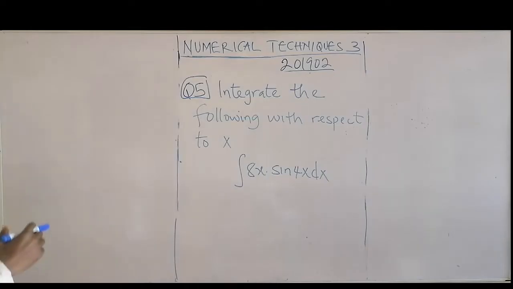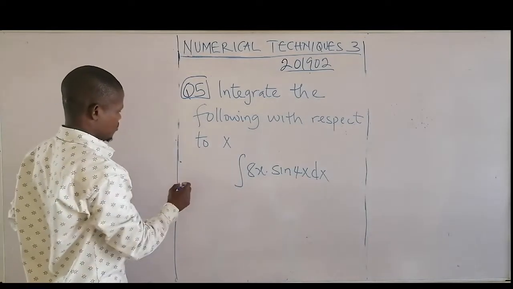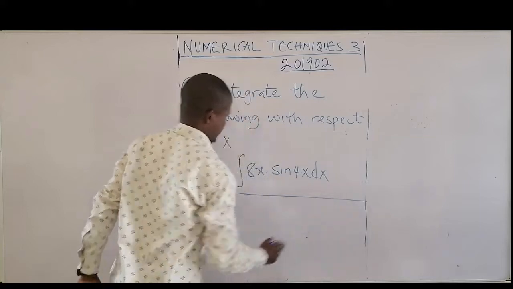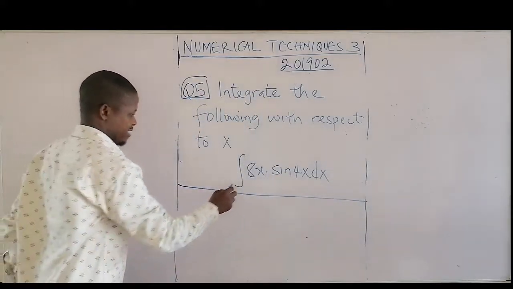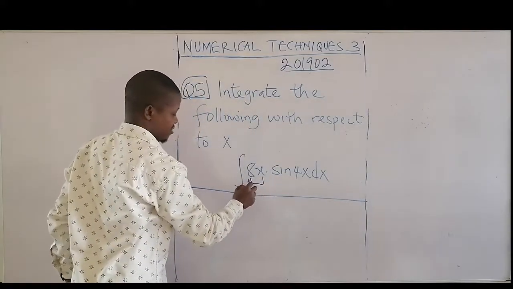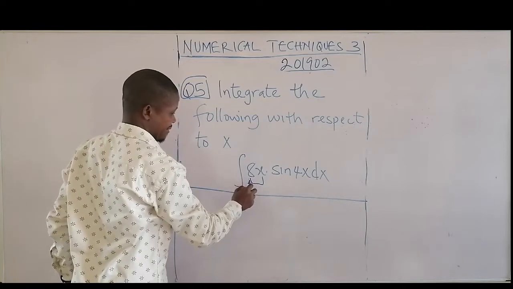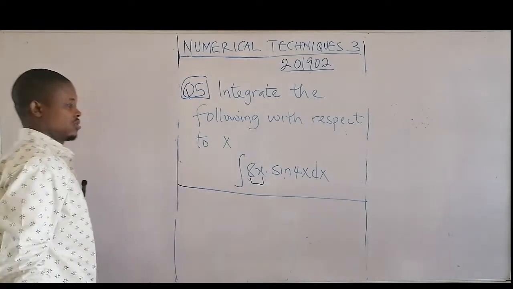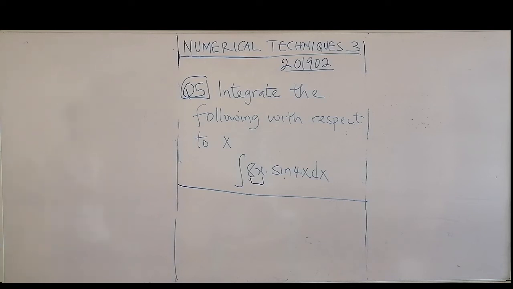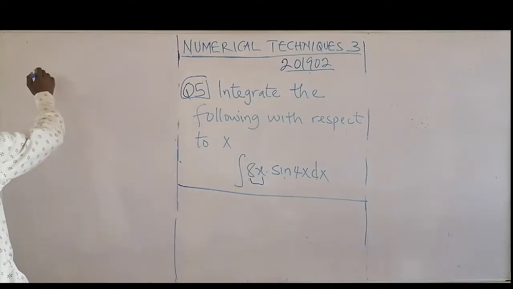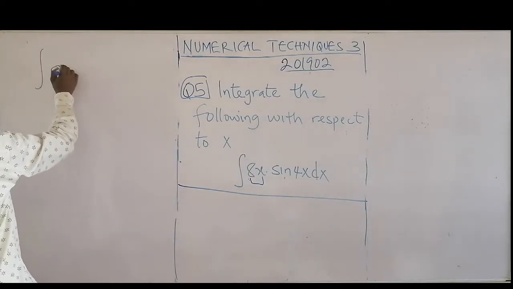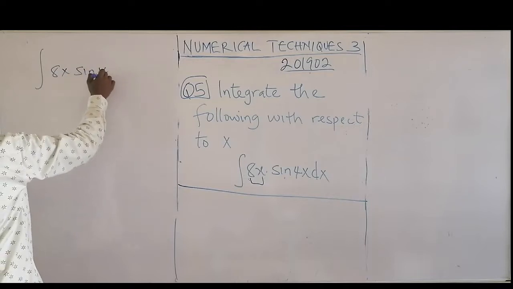Question five, integrate the following with respect to x. If you look at the question, you realize that we have two items, 8x and sine 4x. So we have two items being multiplied together inside the integration. The integral of 8x sine 4x.